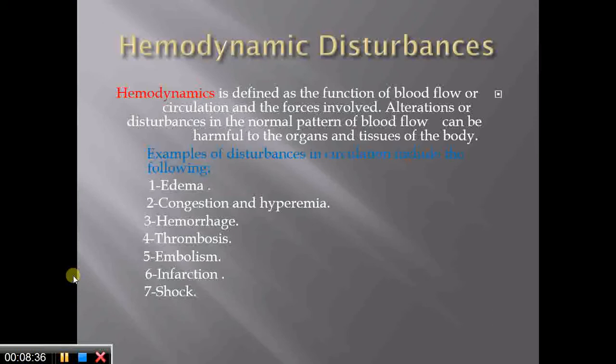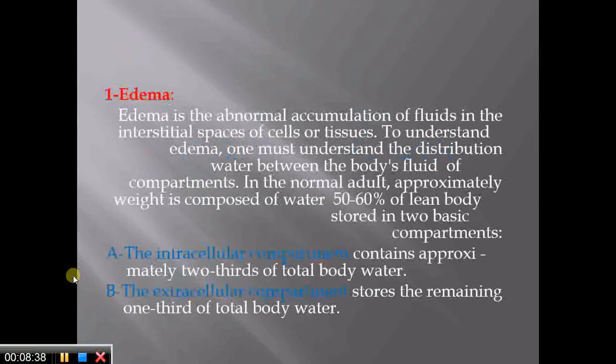Edema. Edema is the abnormal accumulation of fluids in the interstitial spaces of cells or tissues. To understand edema, one must understand the distribution of water between the body's fluid compartments. In the normal adult, approximately 50 to 60% of lean body weight is composed of water stored in two basic compartments. The intracellular compartment contains approximately 2/3 of total body water. The extracellular compartment stores the remaining 1/3 of total body water.